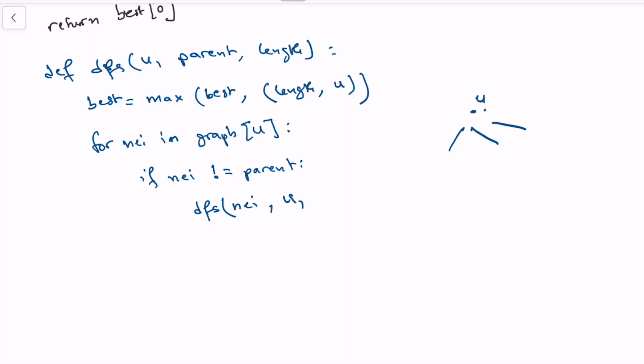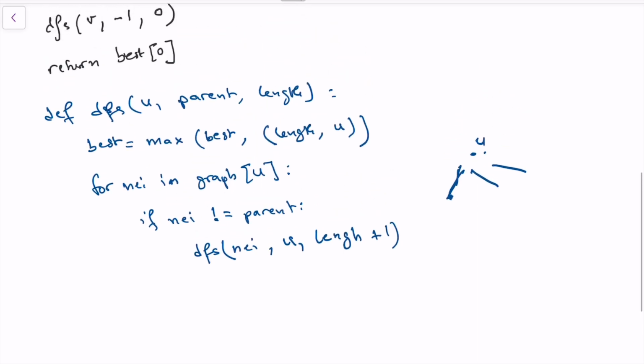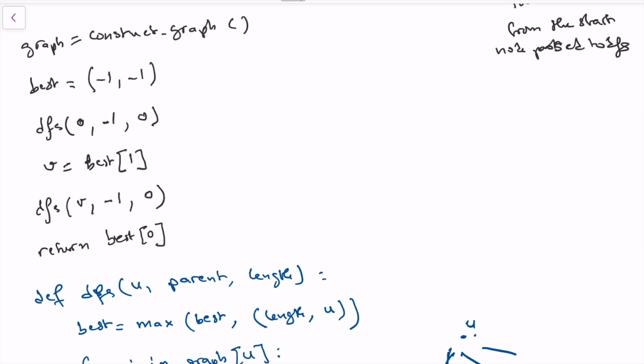And we will need the length. The length increases by 1 since we are going through another edge, right? And using this best, we will pick the furthest from these nodes. And that's pretty much it. So let's code this up in Leetcode and see if it passes.